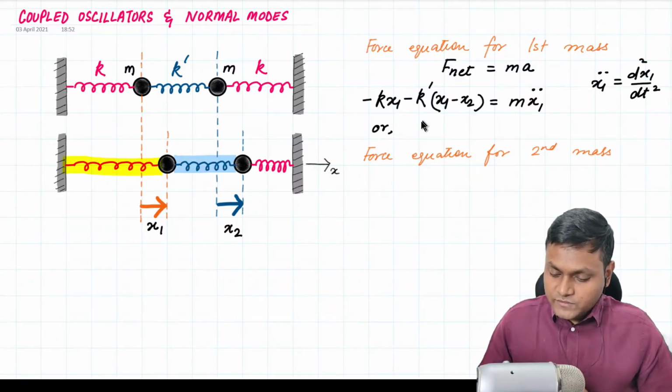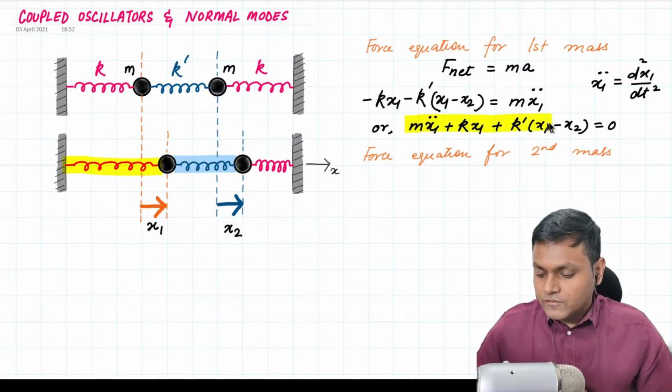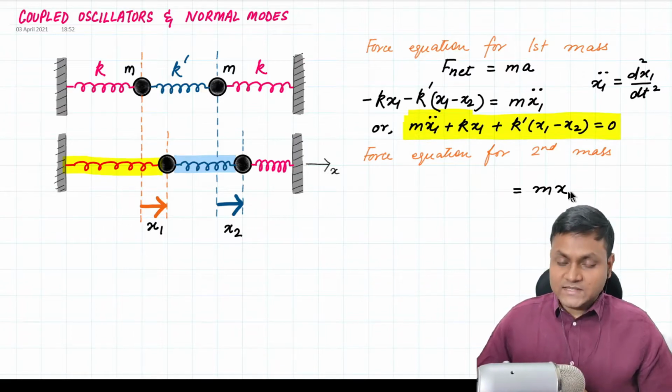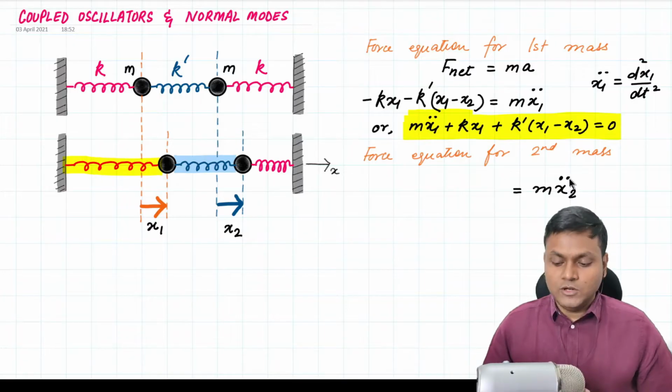So the force equation for the first mass is m x1 double dot plus kx1 plus k dash (x1 minus x2) is equal to 0. This is the force equation for the first mass. Similarly, we can also obtain the force equation for the second mass. All right. So for the second mass, if it has an instantaneous displacement of x2, then its acceleration is x2 double dot.